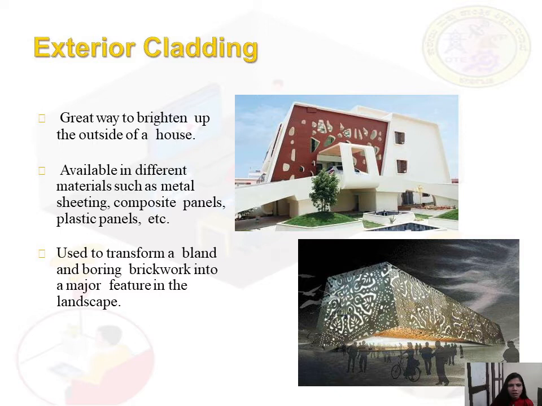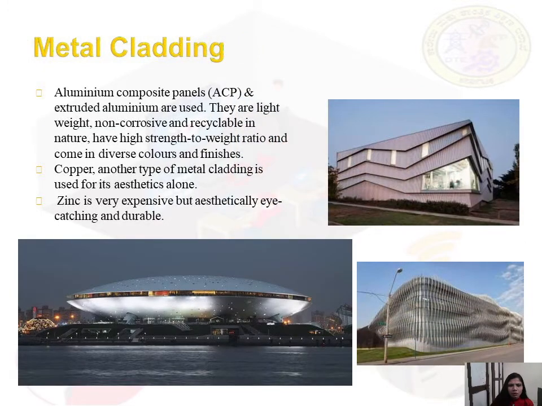It is a great way to brighten up the outside and give an aesthetic appearance to the structure, and it is available in different materials, and it can be used to transform bland and boring brickwork into a major feature in the landscape. What are the different types of exterior cladding? One is metal cladding, that is aluminum cladding or copper cladding, which can be used as an exterior cladding.